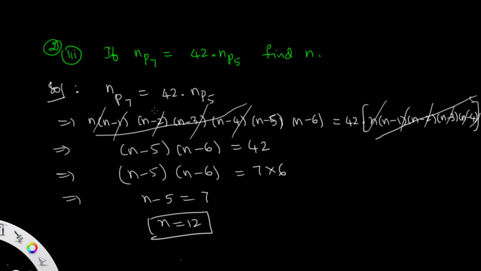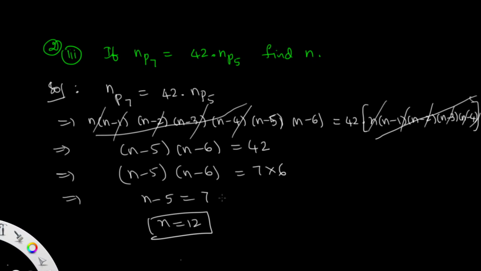This is nP7 equal to 42 into nP5. nP7 is starting with n and writing up to 7 terms, up to n minus 6. Similarly 42 into nP5 is starting with n and writing up to 5 terms. The common terms get cancelled, and the remaining terms are n minus 5 into n minus 6 equal to 42. 42 is a product of 7 into 6. Comparing both, n minus 5 equal to 7, so n equal to 12. That's all. This is the second bit, the third one is over. Then go to the similar process.